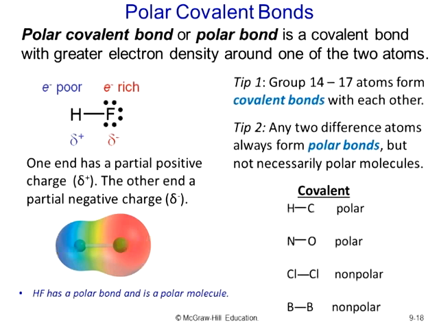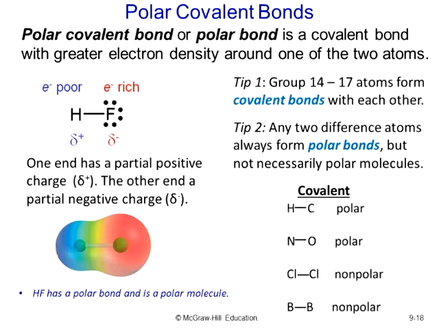A couple of tips for you with regard to covalent bonds. Groups 14 through 17 form covalent bonds with each other. If it's located in group 14, 15, 16, or 17, it will form a covalent bond. That's the first thing you have to recognize: is it a covalent bond? Yes. Tip number 2 for you.